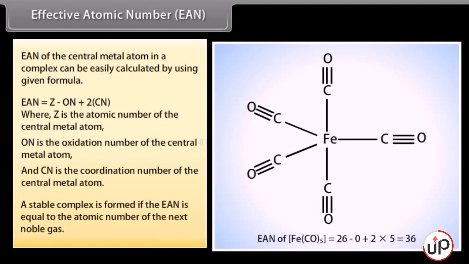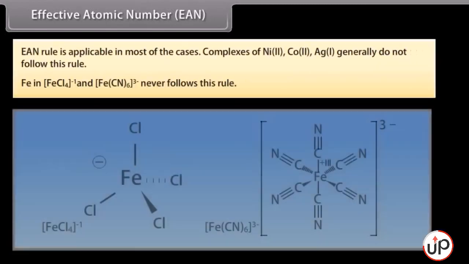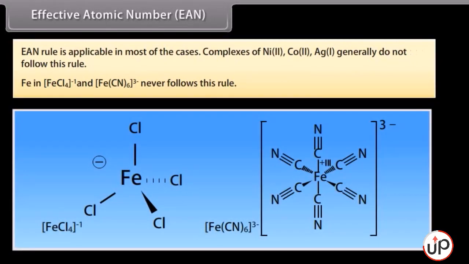For example, EAN of [Fe(CO)5] is equal to 26 minus 0 plus 2 into 5, is equal to 36. EAN rule is applicable in most of the cases. Complexes of Ni2+, Co2+, Ag+ generally do not follow this rule. Fe in [FeCl4]- and [Fe(CN)6]3- never follows this rule.